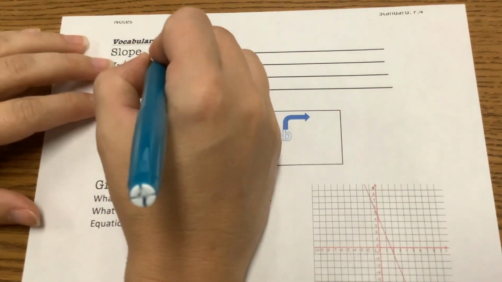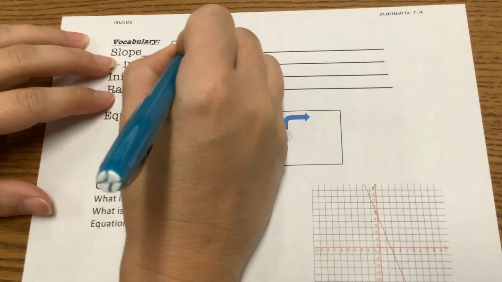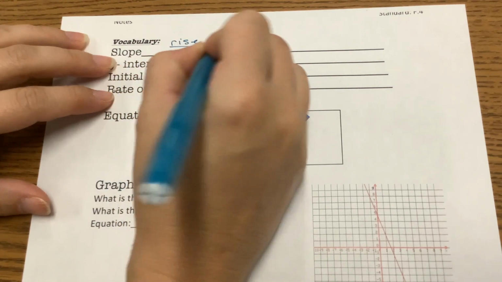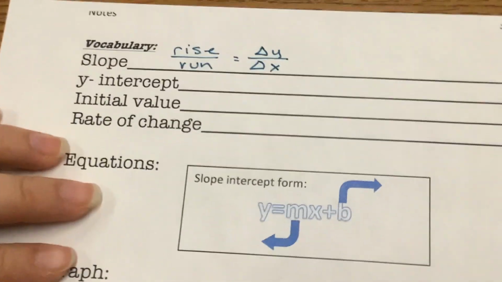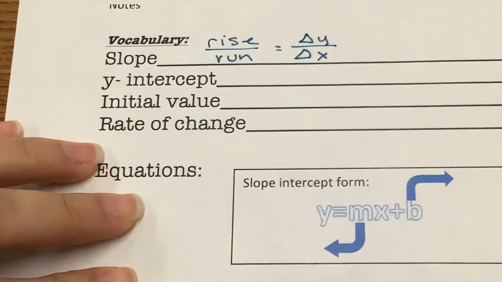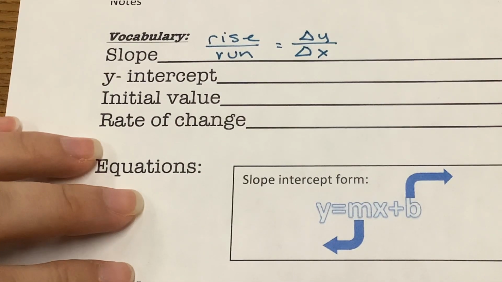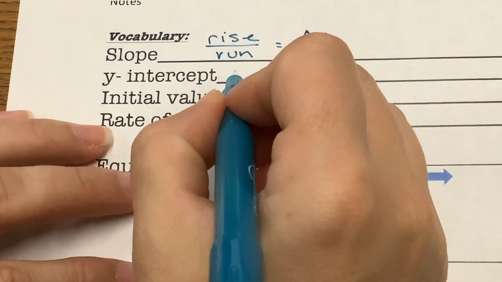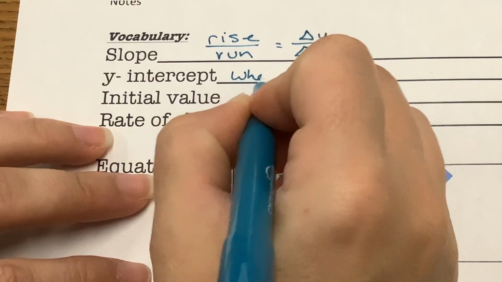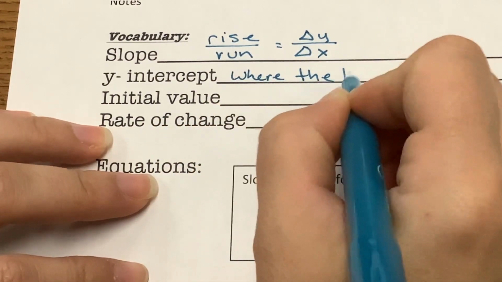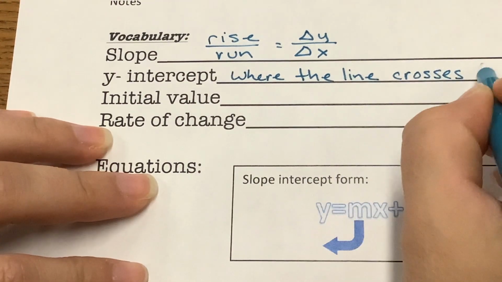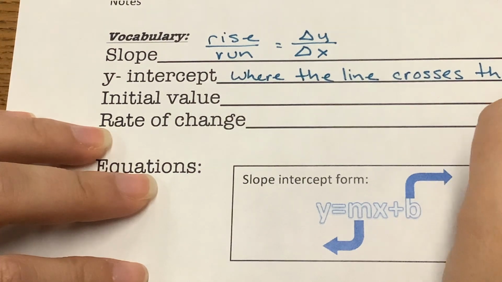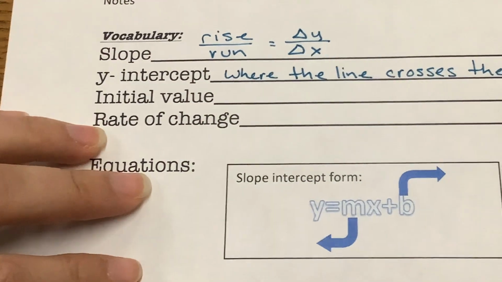So slope is rise over run, which is the same thing as saying the change in y divided by the change in x. It's how the y is changing compared to how the x is changing. Okay, the y-intercept is where the line of our graph crosses the y-axis, and the y-axis is the vertical line on our graph.